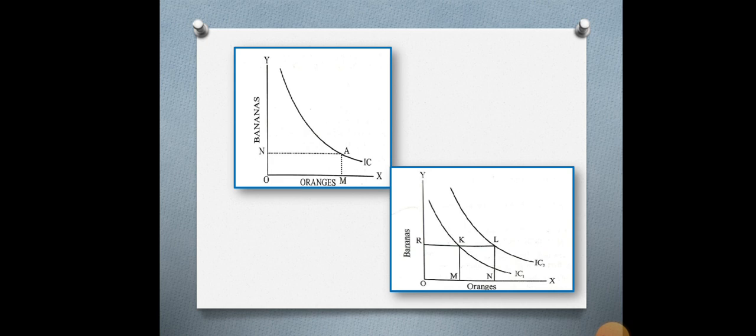Like earlier, OR was equal to MK. Here it is at the same level, which is NL. So the observation here is that the IC has been shifted, or the indifference curve has been shifted towards the right hand side, where more quantities of oranges are being demanded, but the quantities of bananas are being kept the same.